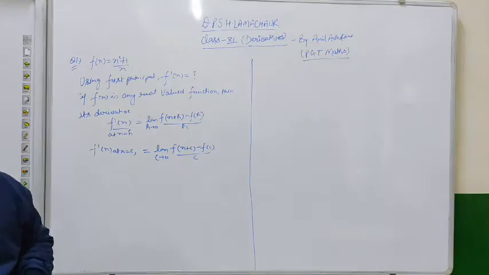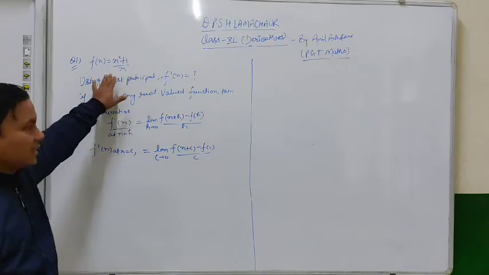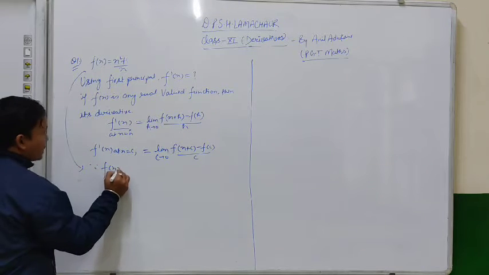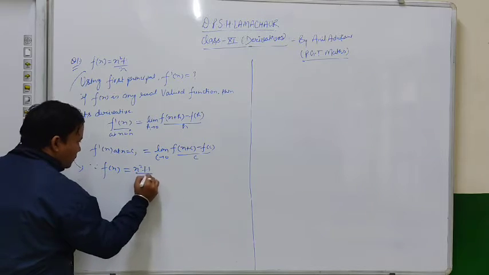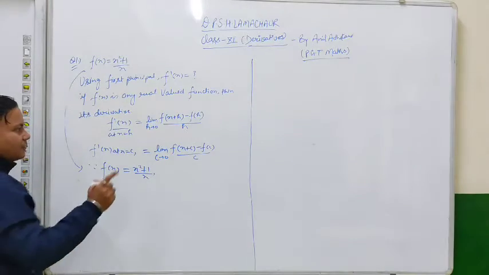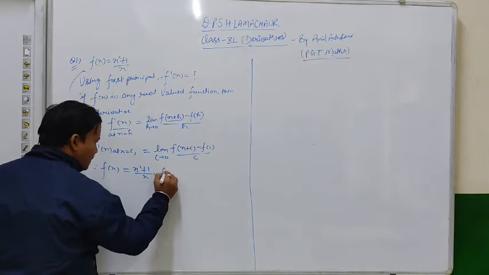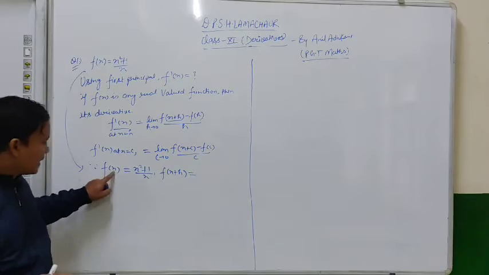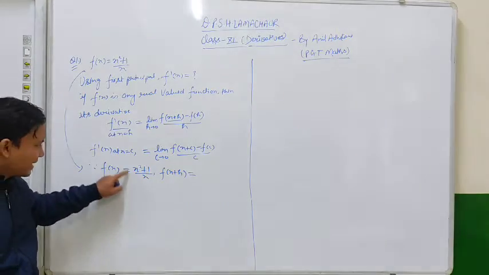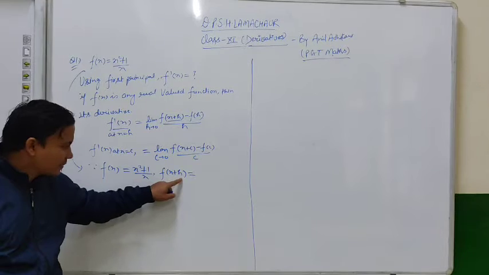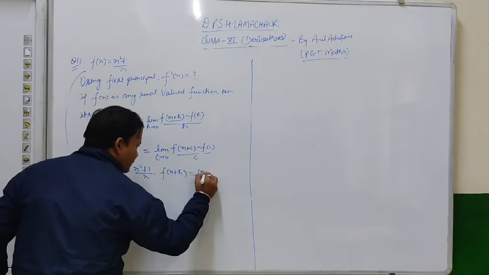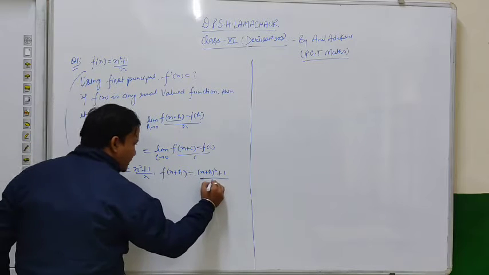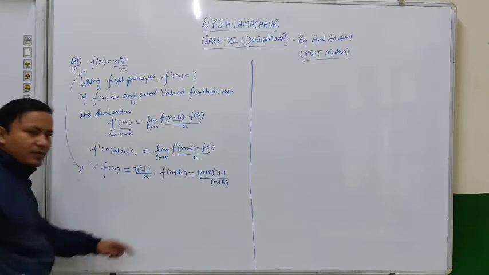Now what we have to do over here: this is the function given. Since f(x) is given as x square plus 1 upon x, first we will find the value of f of x plus h. So f of x plus h is equal to, replacing x in the given function with x plus h, x plus h whole square plus 1 upon x plus h. Okay, this is f of x plus h.